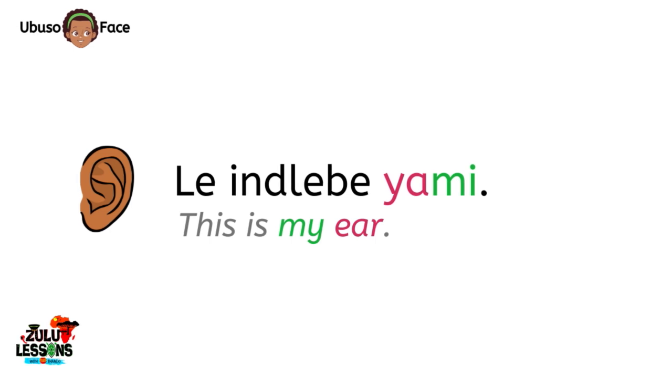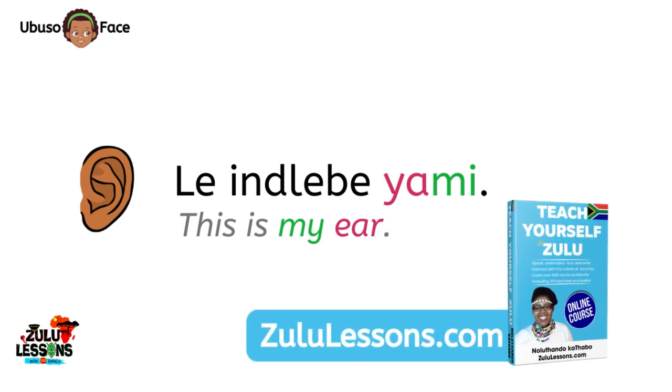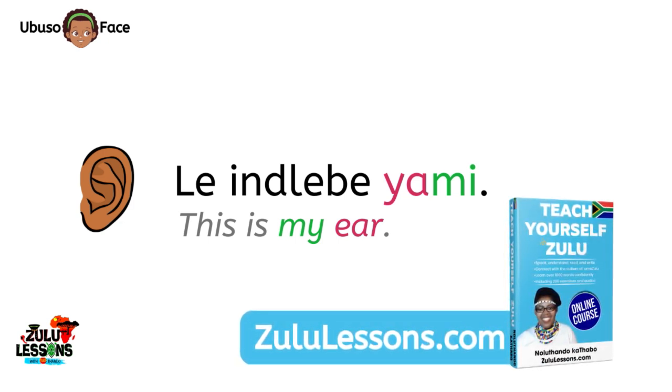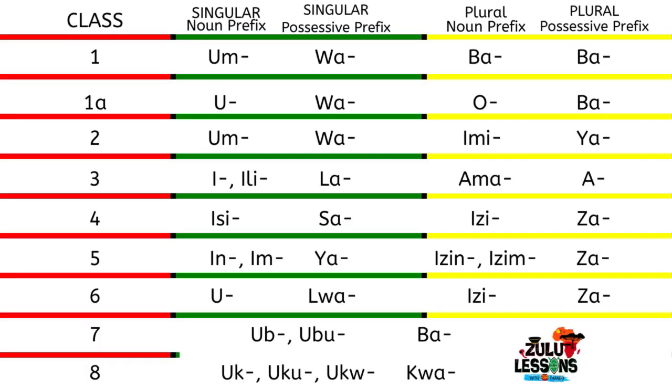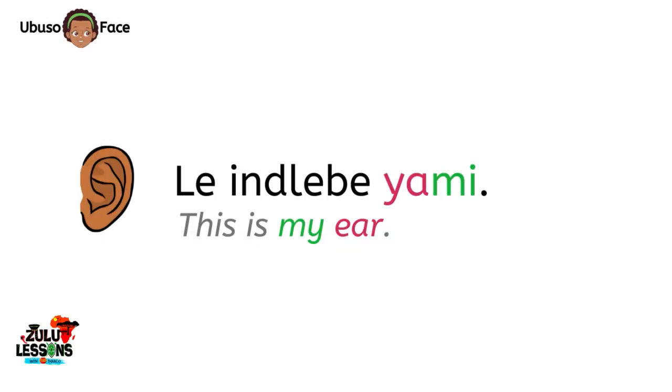Let's look at the ear. The ear, choosing it because it starts with a different prefix. Indlebe. Now that IN is what is going to change the prefix for the possessive. Look at it there. It's a ya. All nouns that start with an IN or an IM, their possessive prefix is a ya. Always. So, le indlebe yami.